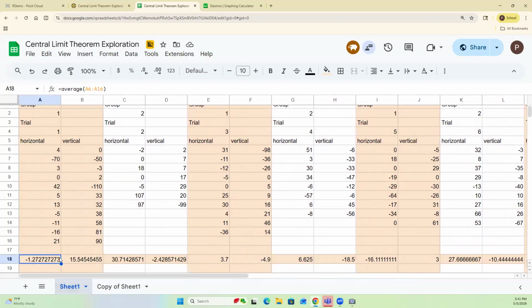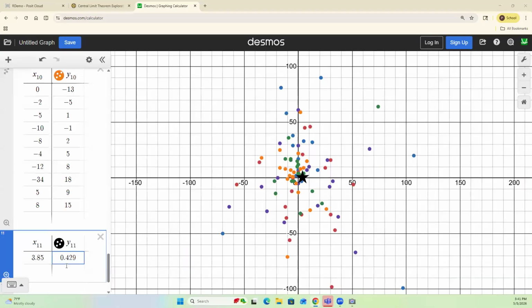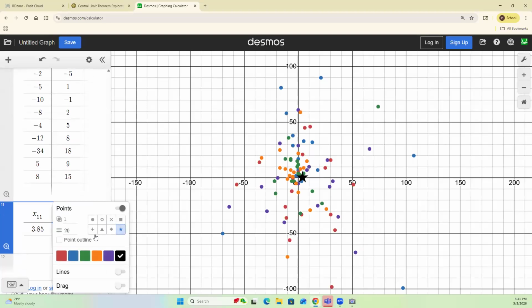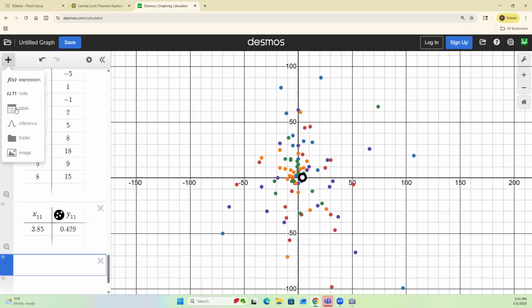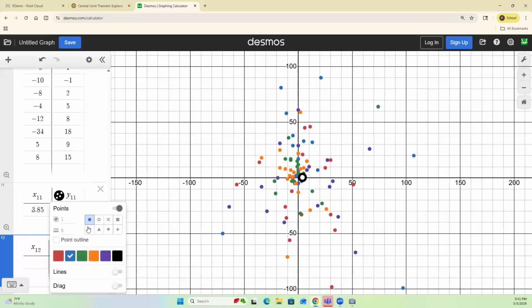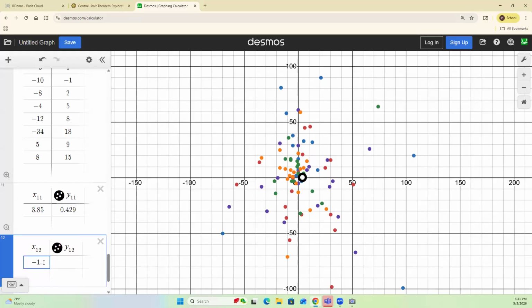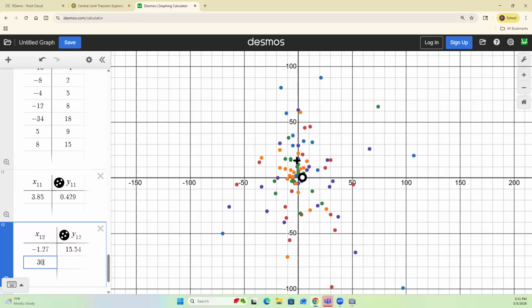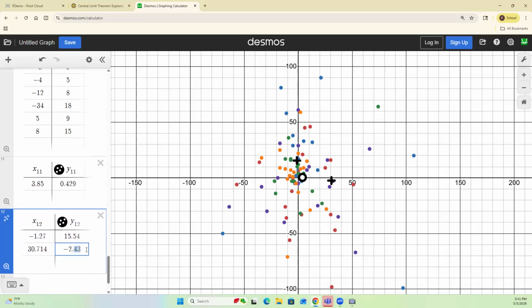They're two-dimensional, but that's okay. This might take me a little bit, but let me just do that. I'm going to change this to an open circle. Make these ones a plus. Let's try first. Okay, so we have negative 1.27, 15.54, and 30.71, and negative 2.43. I probably don't need this much detail, so I'm going to go faster.